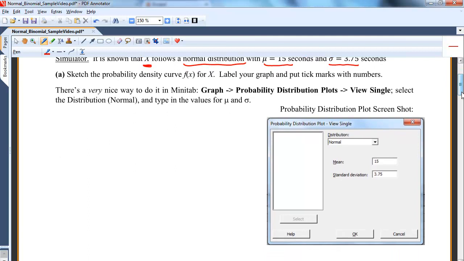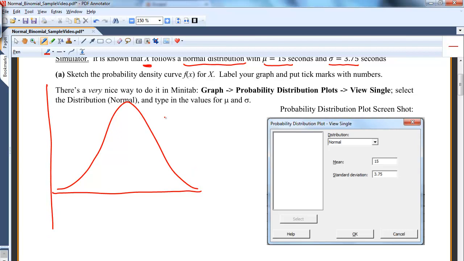For this first sketch, I'm going to do it by hand, and then I'm going to show you how beautiful Minitab is at creating this and putting the tick marks in and giving a really nice visualization of this graph. So if I were to do it by hand, I have a normal curve. Let me draw that in. I should put a y-axis on here. This is f of x, the probability function. This goes up to a little bit past 0.1. The center of this is at 15. This is mu, the mean time that people survive on average.